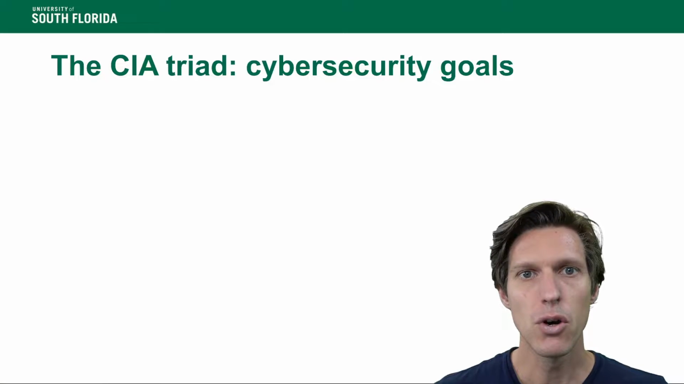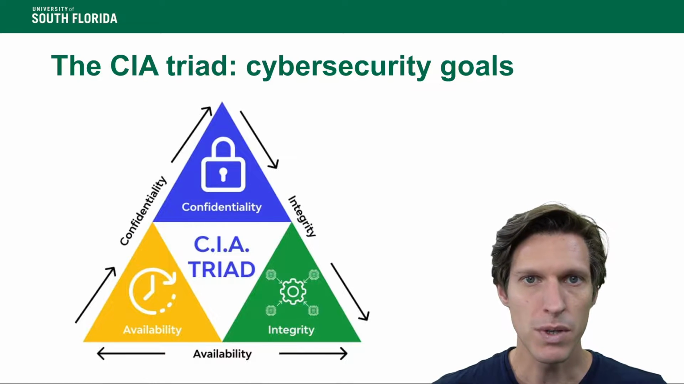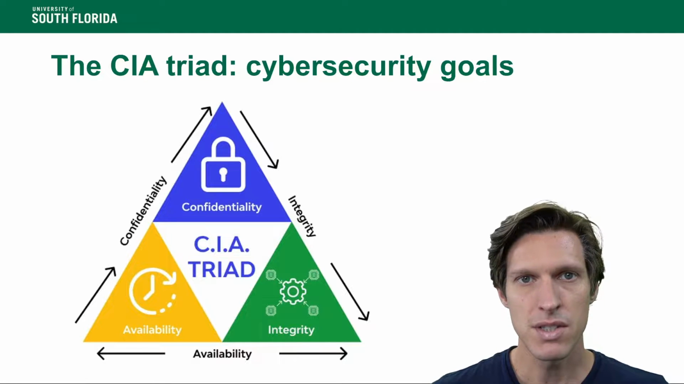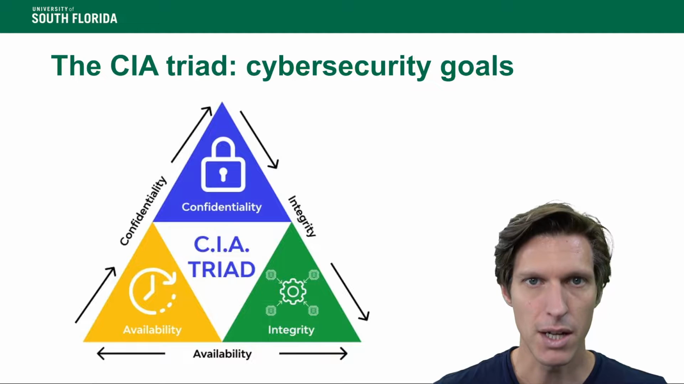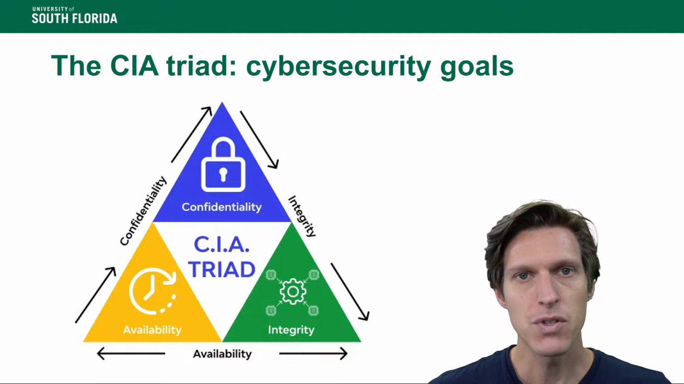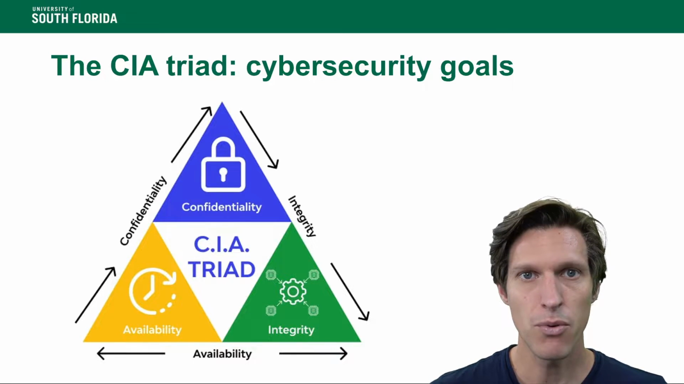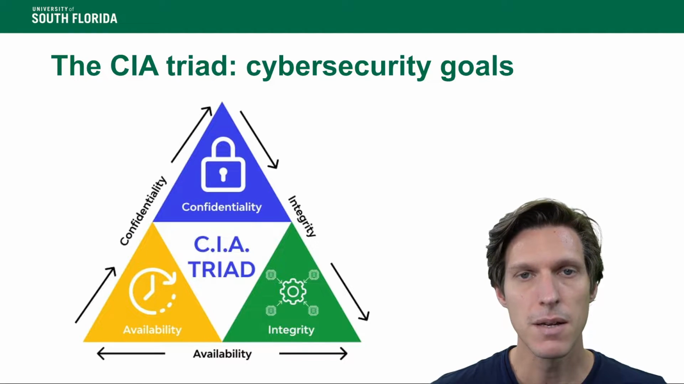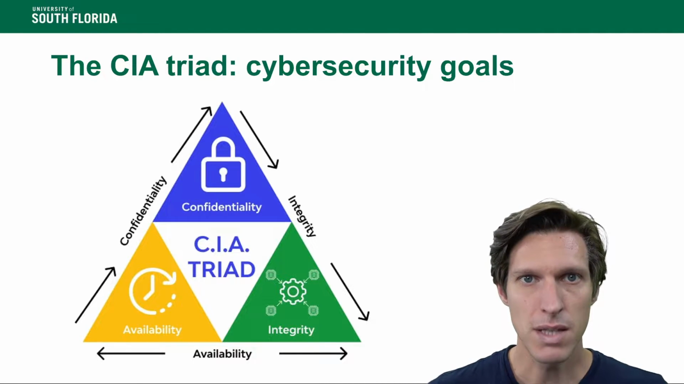So the goals of cybersecurity can be summarized by what we call the CIA triad. C stands for confidentiality, I for integrity, and A for availability. Confidentiality means that your messages stay confidential. Your data, people who are not privy to your data cannot see it. Then integrity means that the data is what you think it is and it hasn't been tampered with. And availability means that your systems are available.